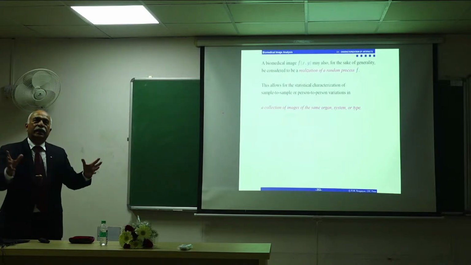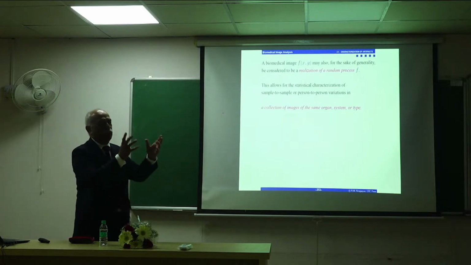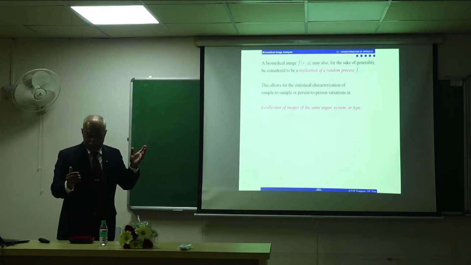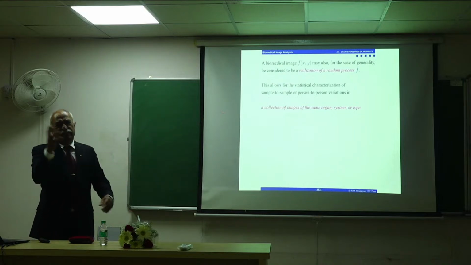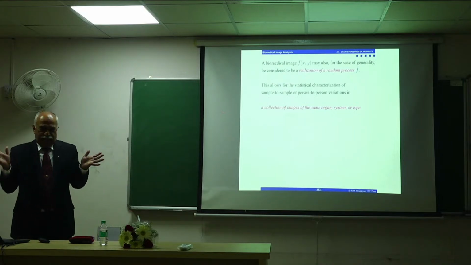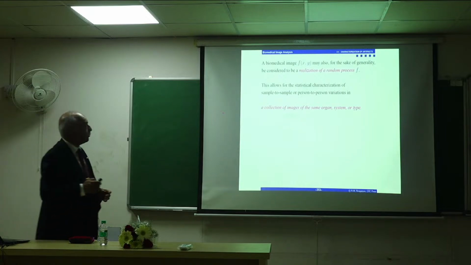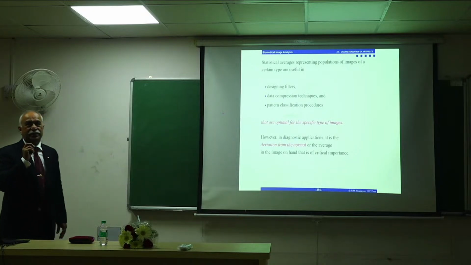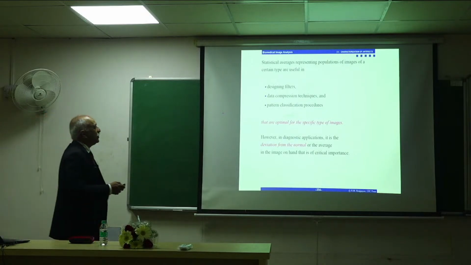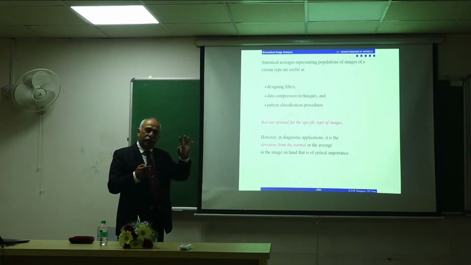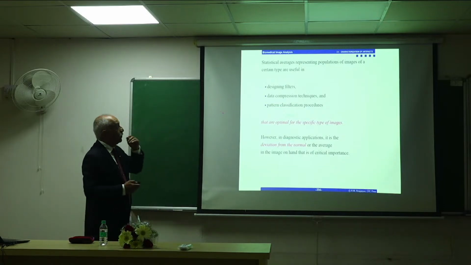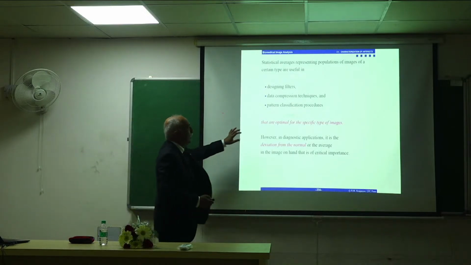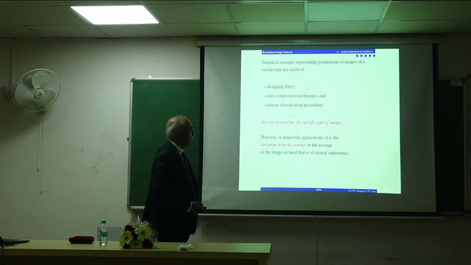Take the average PDF, the average histogram, then it's a PDF, and you can characterize them in terms of their statistics. If you mix various types of images, CT with MR and brain and liver, that doesn't help. So statistical averages representing populations of images of a certain type are useful in designing filters. Which filter is most suitable for that kind of image? Also data compression techniques and pattern classification procedures that are optimal for that specific type of images.